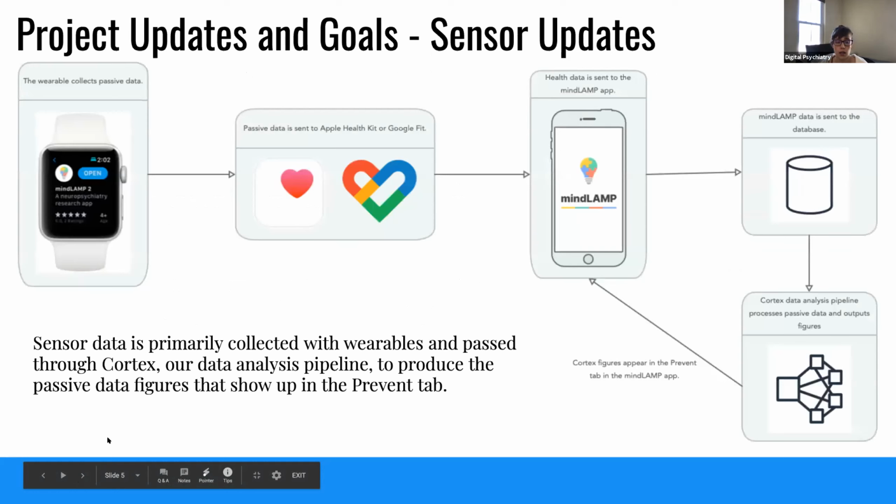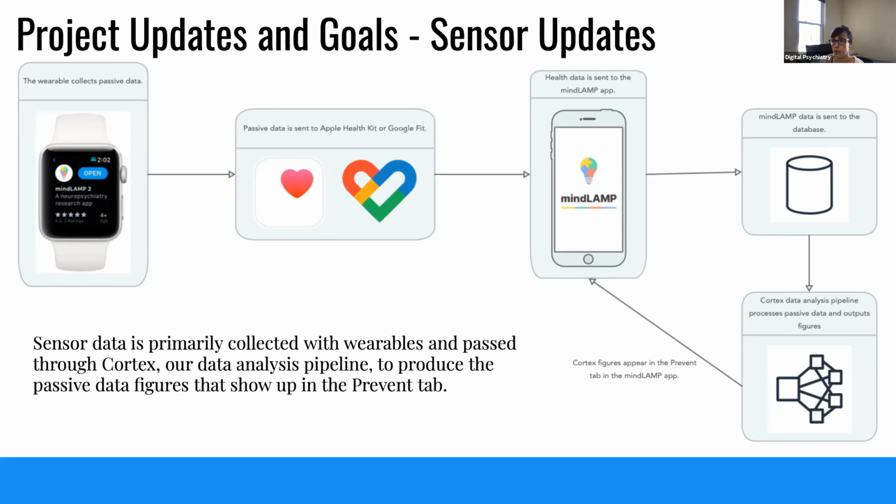Just for some context on how we are able to put that sensor data to use: when you're wearing a wearable, you are able to get that information sent to your Apple Health or your Google Fit, in which case the LAMP app is able to take that data, send it to our database so we can process it with our data pipeline Cortex and then display those graphs on the Prevent tab.